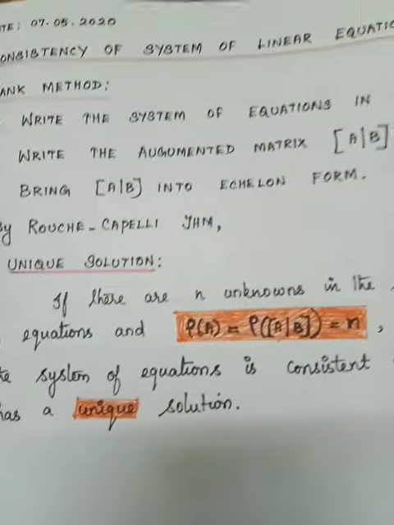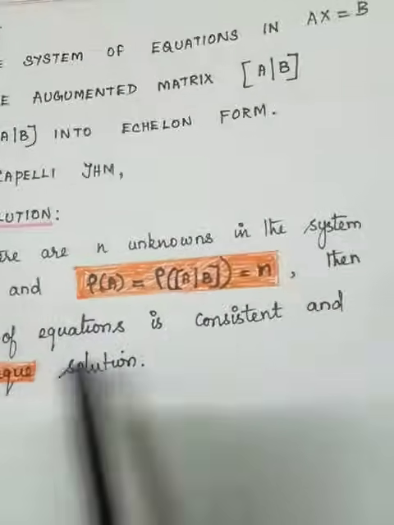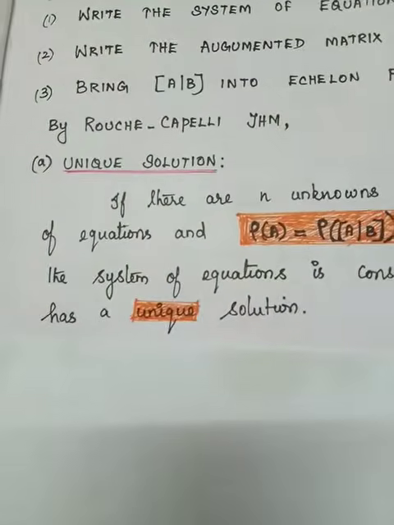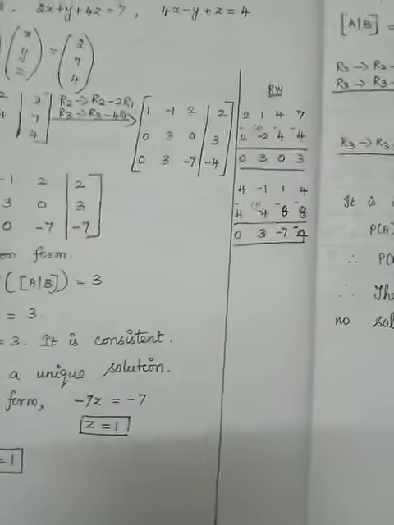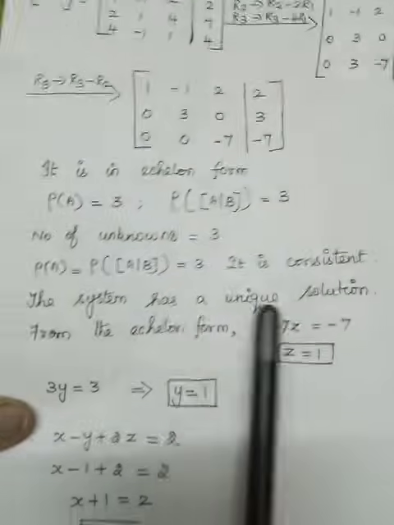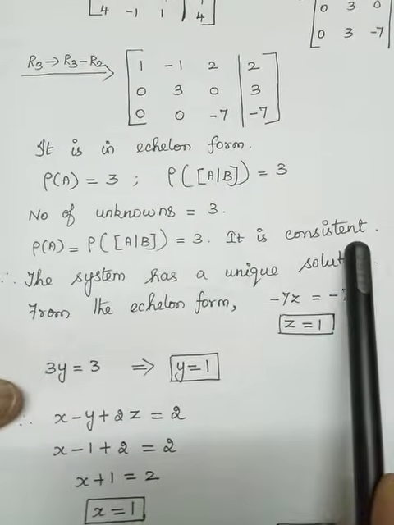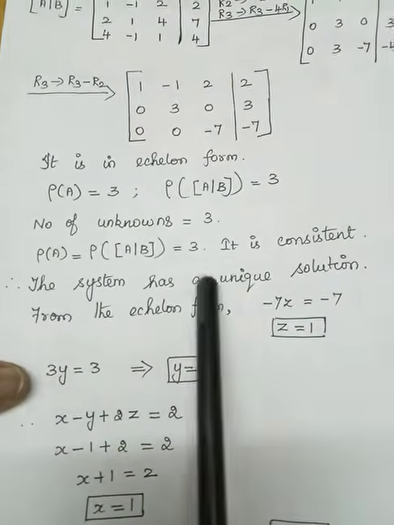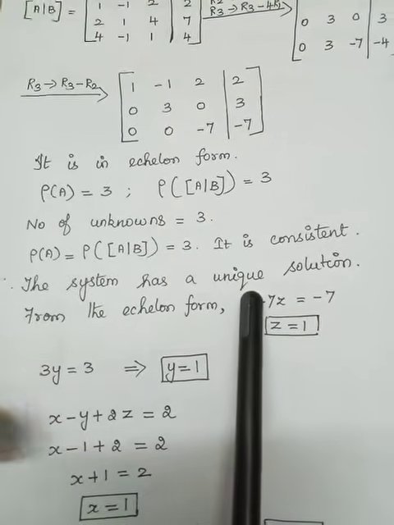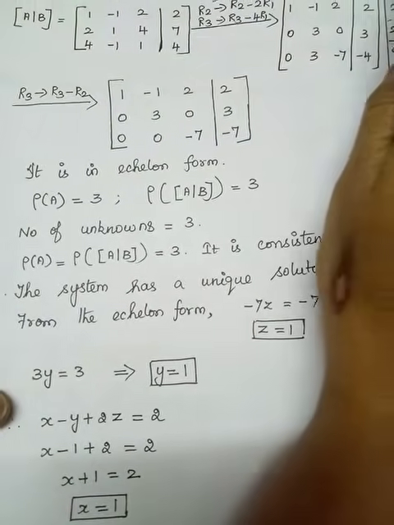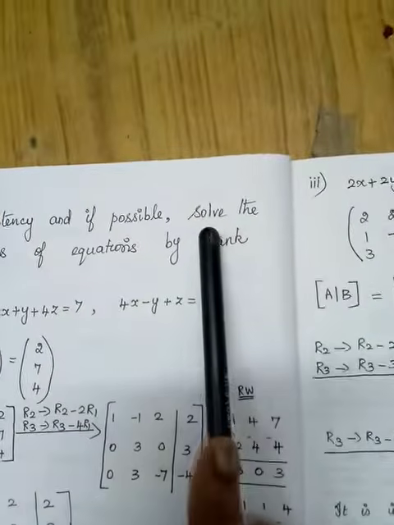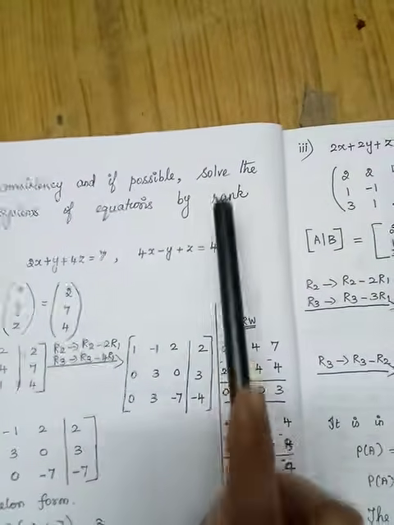What conclusion do you have to give? The system is consistent, it has a unique solution. I have written that the system has a unique solution, it is consistent. But now we are going to find the unique solution. The solution is given in this question, but we have to find the solution.